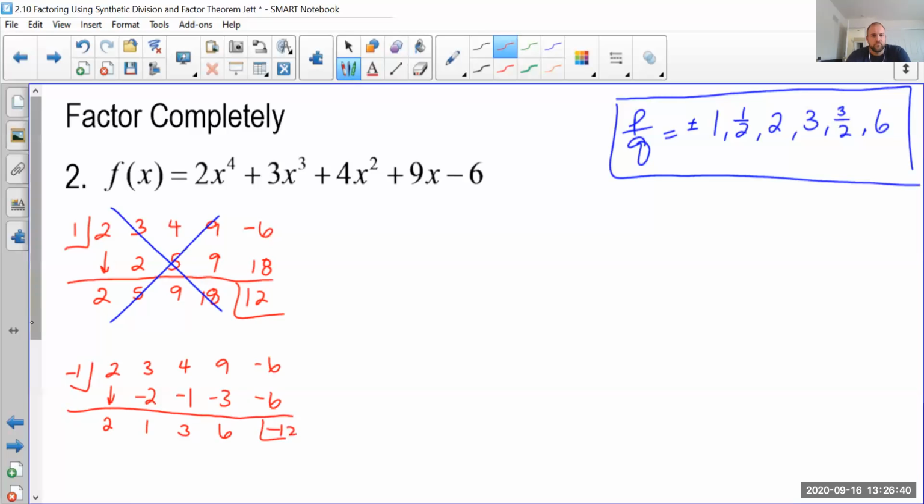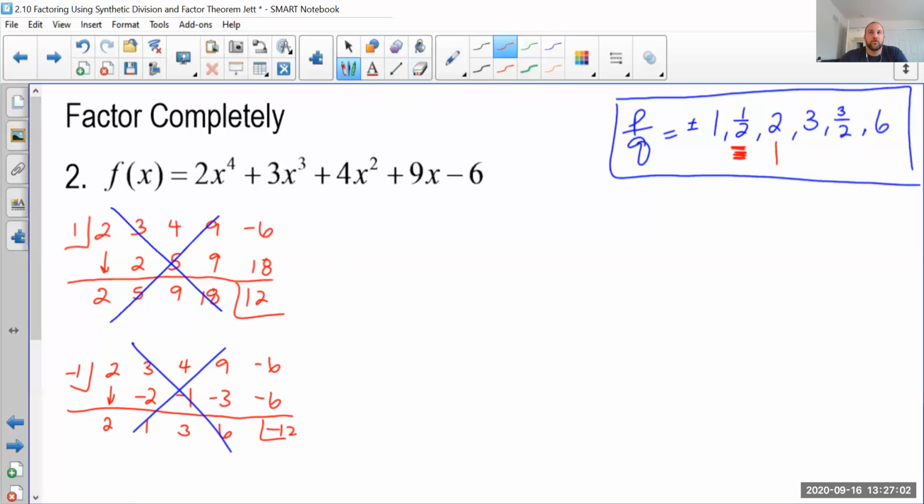Does that work? Nope, unfortunately our sign was wrong. As long as I did it correctly. Yep. So that doesn't work either. Now, I would highly recommend not going to the fractions next. That would be the very last thing that I would ever try.